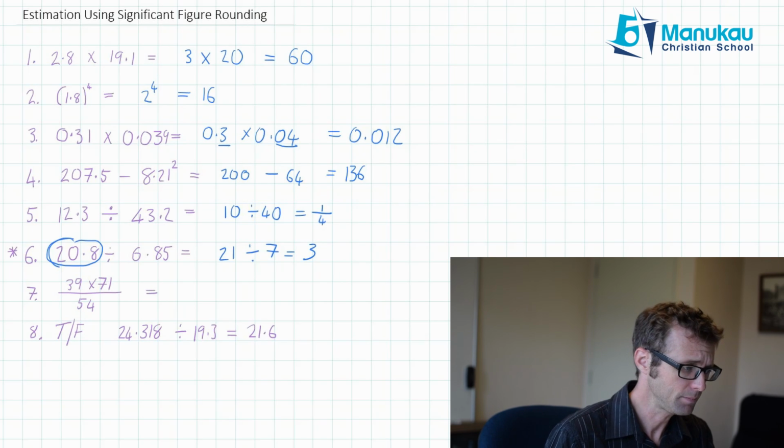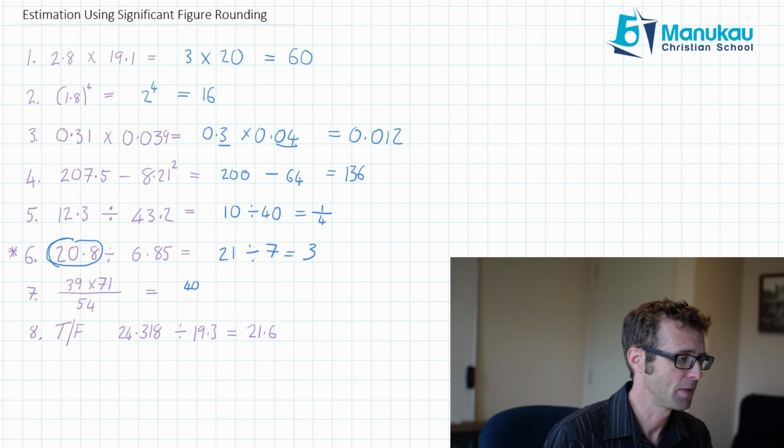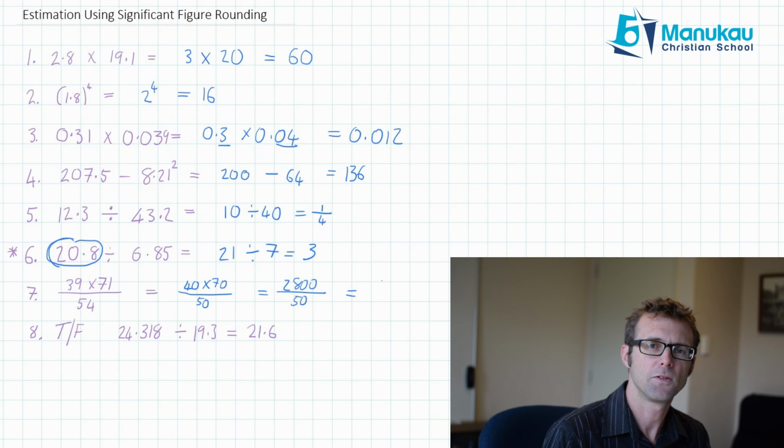The next one, I'll simplify to 39 becomes 40 to one significant figure, 71 becomes 70 to one significant figure, and 54 becomes 50 to one significant figure. So we end up having 2,800 on the top and 50 on the bottom, and that is going to give me, 50 into 100 is 2, and we've got 2,800, so therefore the answer will be around 56.